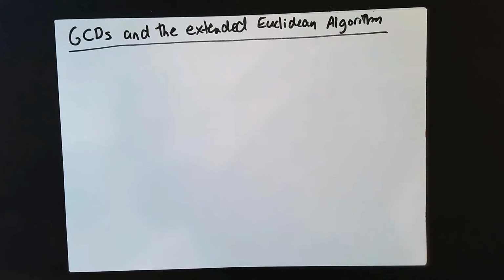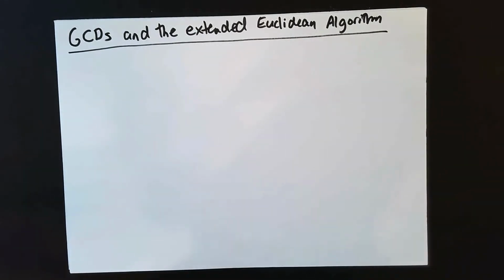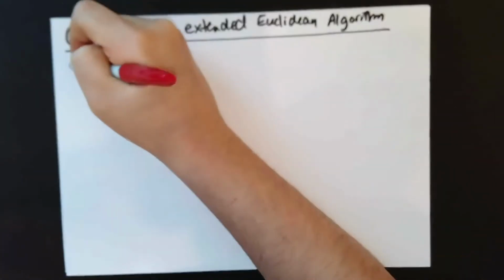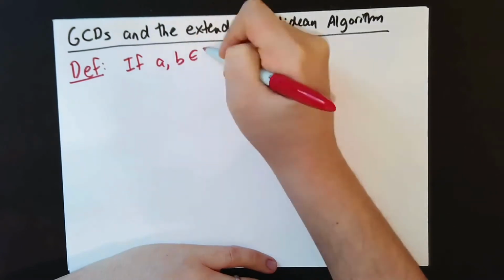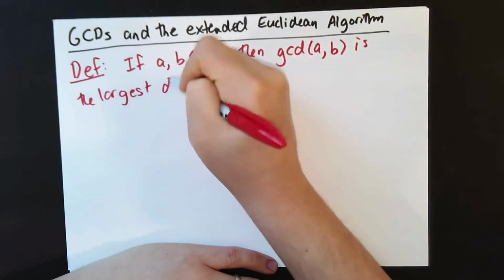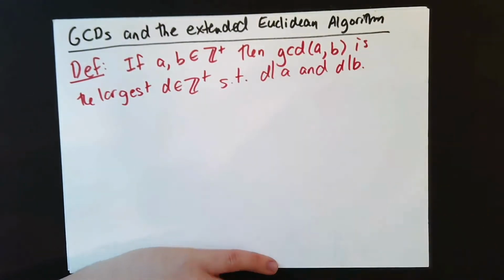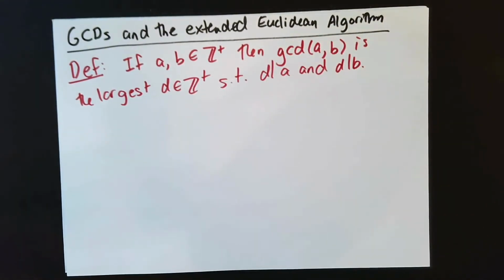Well, it does two things, but the first thing it does is to find the greatest common divisor of two numbers. So I want to remind you what the greatest common divisor of two numbers is. If a and b are positive integers, then the greatest common divisor of a and b is the largest number d, such that d divides both a and b. In other words, it's the greatest of the common divisors of a and b. So it's exactly what it says on the tin.